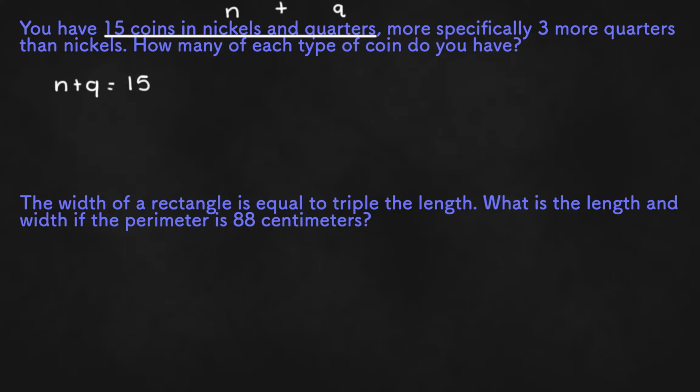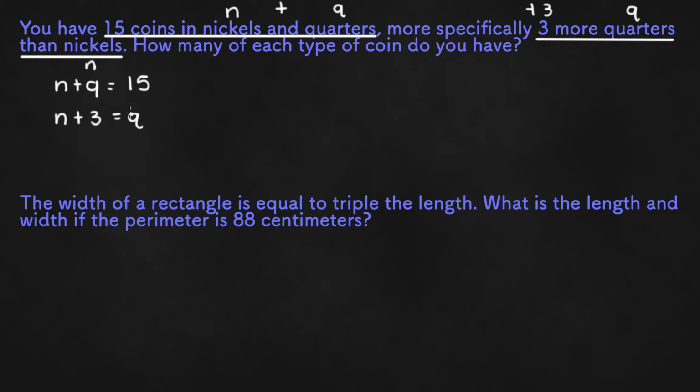Now, more specifically, you've got 3 more quarters than nickels. So you have 3 additional quarters than you have nickels. So N plus 3 equals Q, since you have 3 more quarters than you do have nickels.